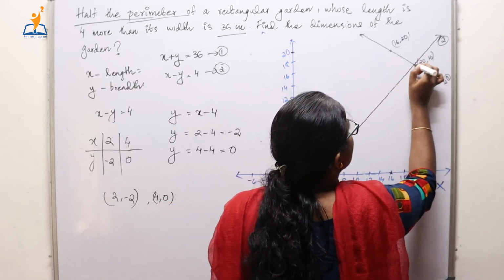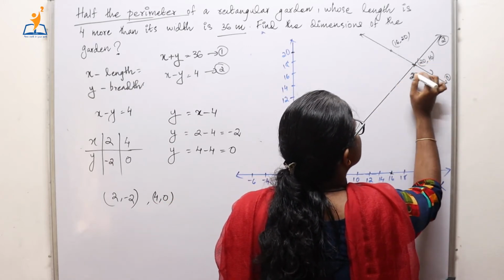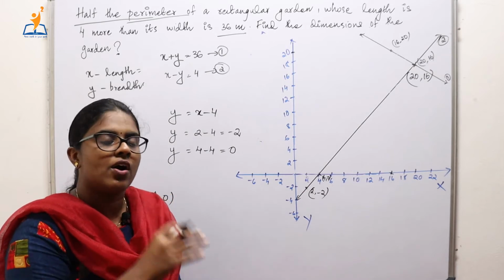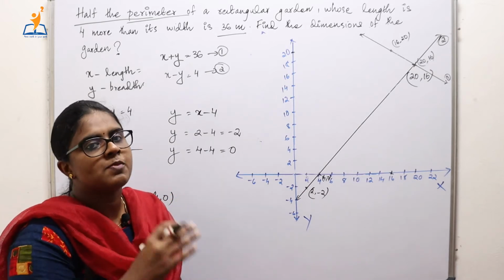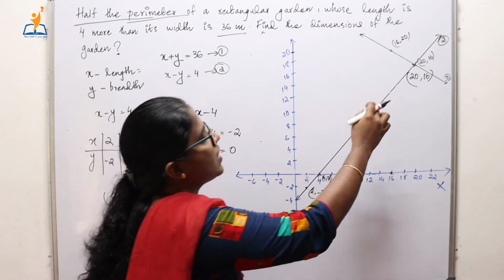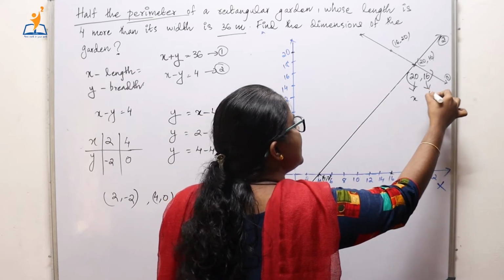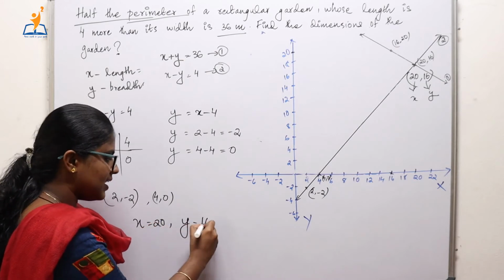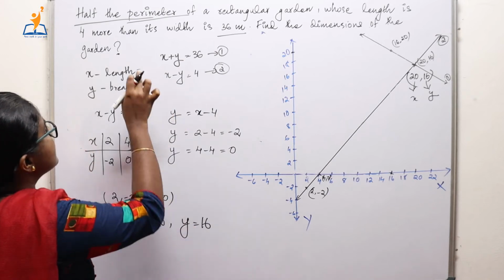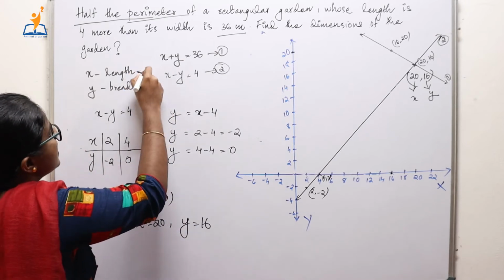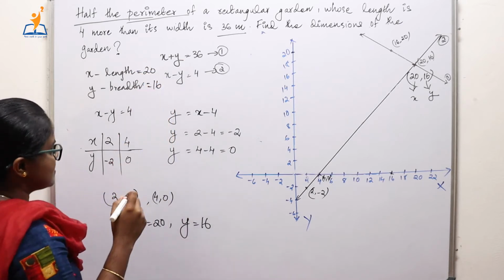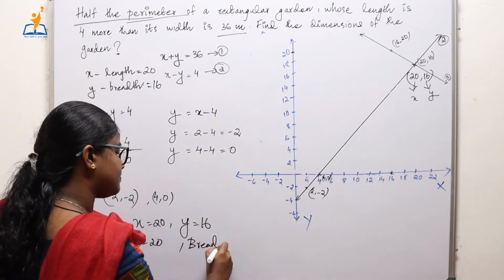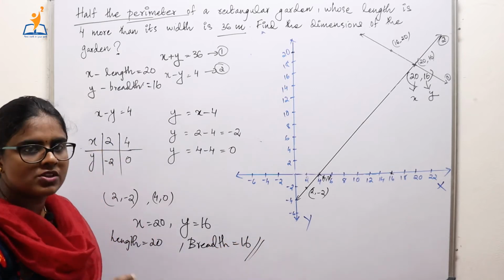And we can easily find that this particular point, that is (20, 16), is the point of intersection of these 2 lines. And we know that the point of intersection of these 2 lines is the solution for this particular pair of linear equations in 2 variables. So we got x as 20 and y as 16 as the solution. That is, our length is x and x is 20, and breadth is y and y is 16. So length is equal to 20 and breadth is equal to 16. So that's the solution for the question asked.